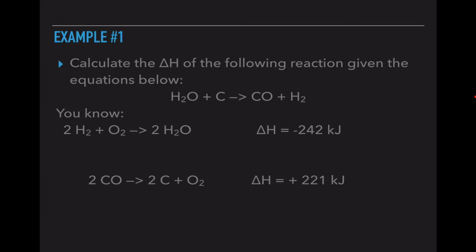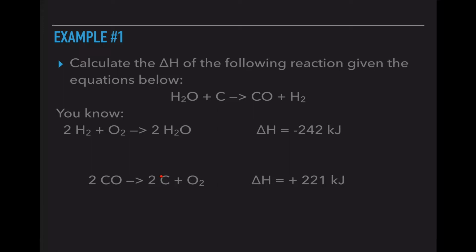So our first example, we want to calculate the delta H of this reaction given the equations below. So essentially what we have to do in order to find this reaction is adjust these two reactions across the bottom using the rules for Hess's law. So if I reverse my reaction, I have to reverse my delta H. If I multiply my reaction by 2, I have to multiply my delta H by 2.